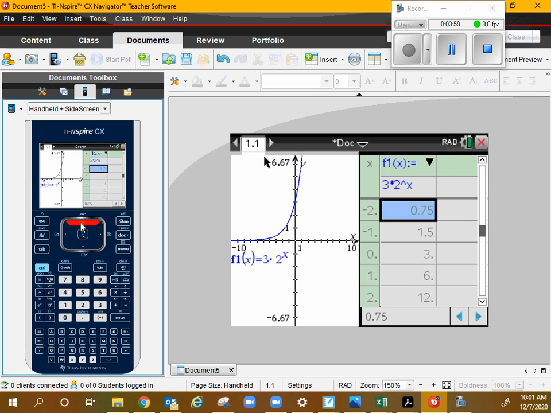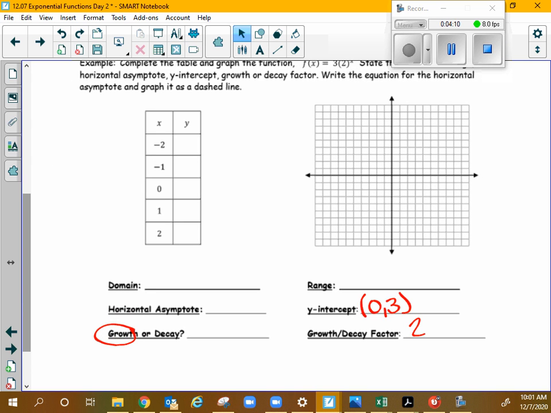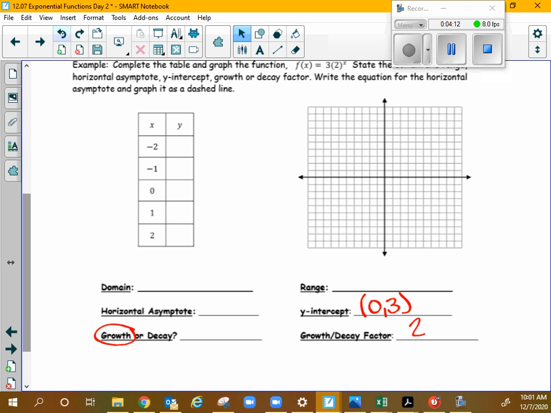and my table on my paper starts at -2, so 0.75. What's -1? 1.5. What's 0? 3. 1 is 6 and 2 is 12. Okay.